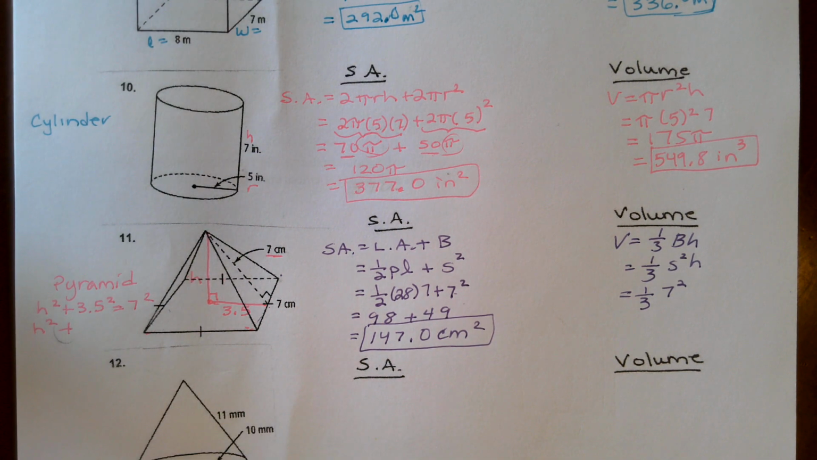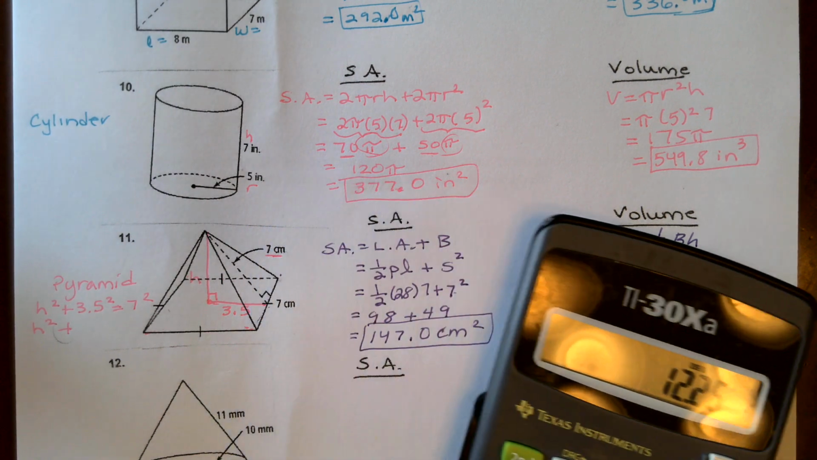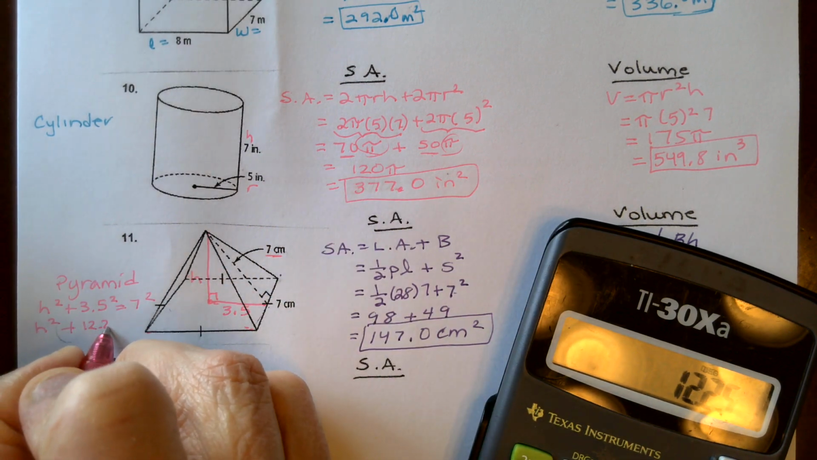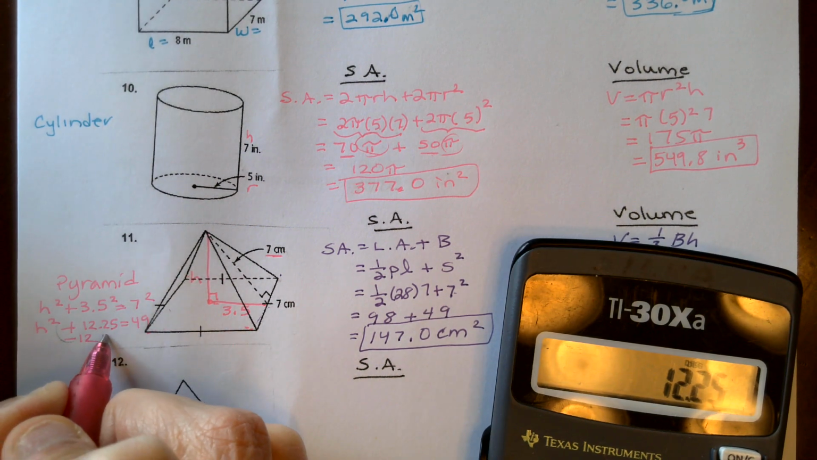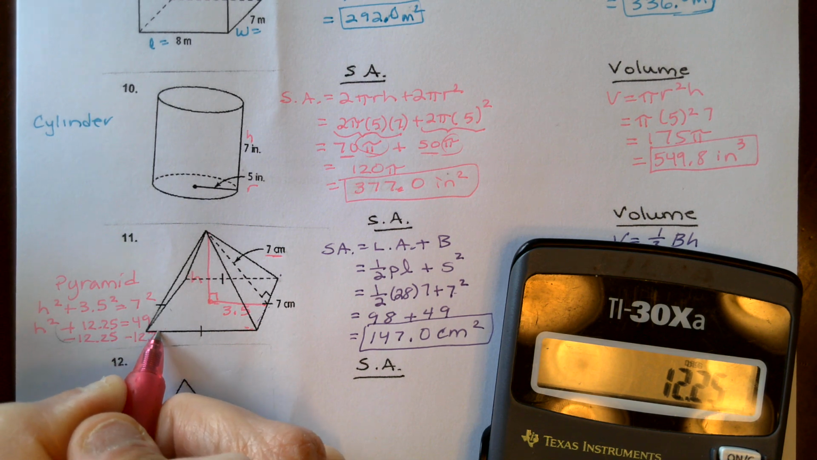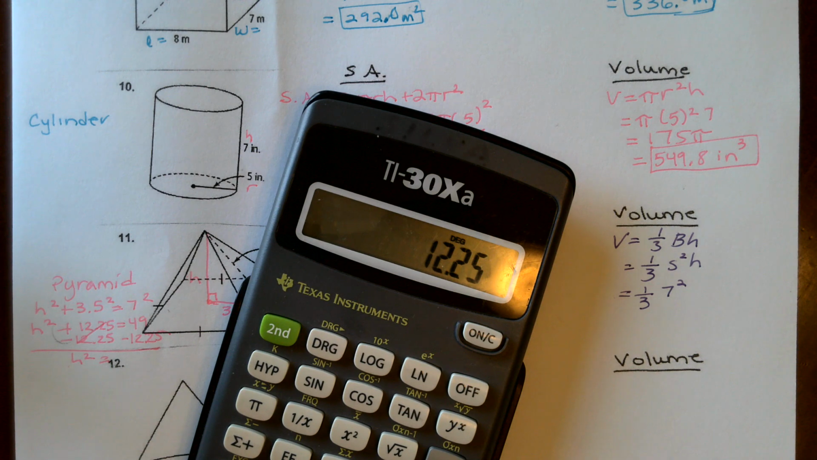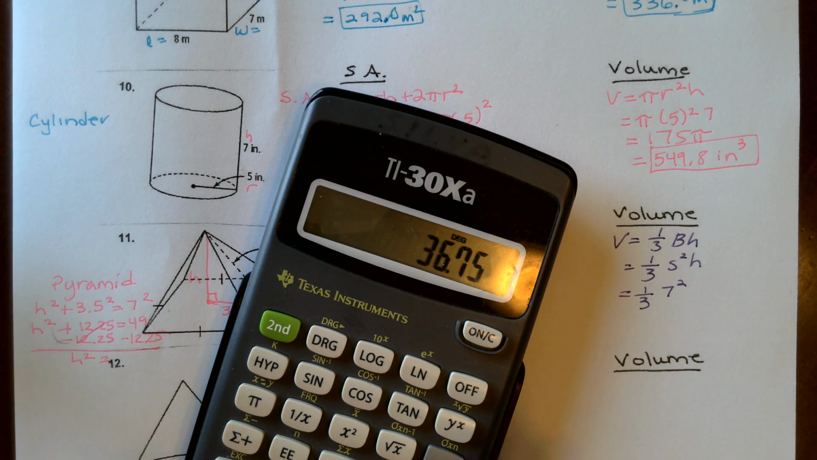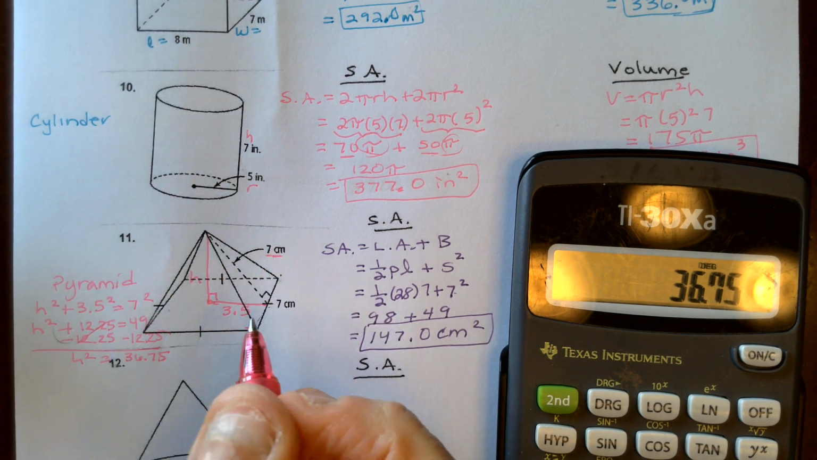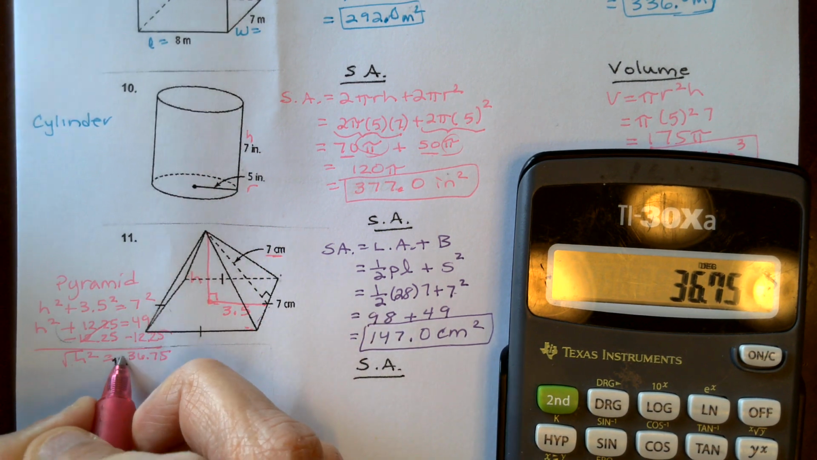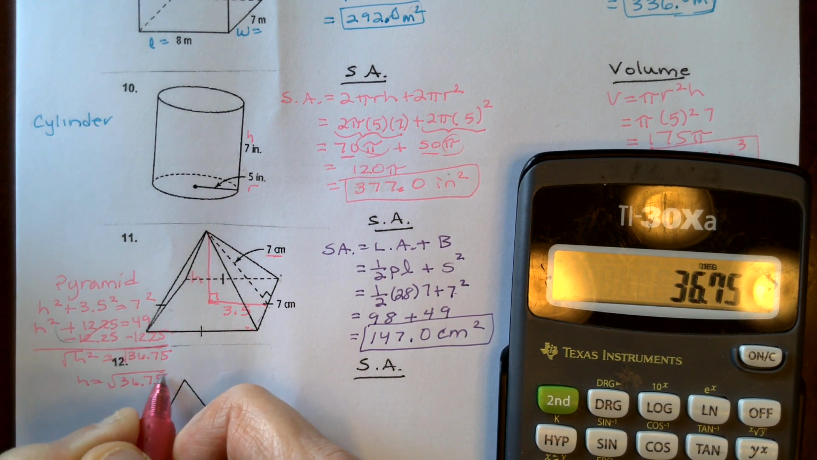H squared plus 3.5 squared is 12.25 equals 49. Subtract the 12.25 from both sides. H squared equals 36.75. And then I'm going to square root that. So h is equal to the square root of 36.75.